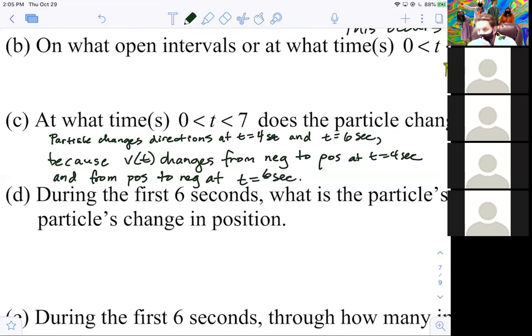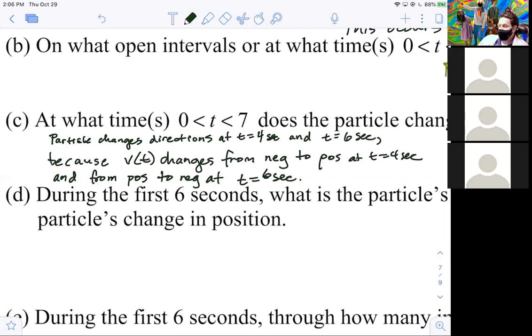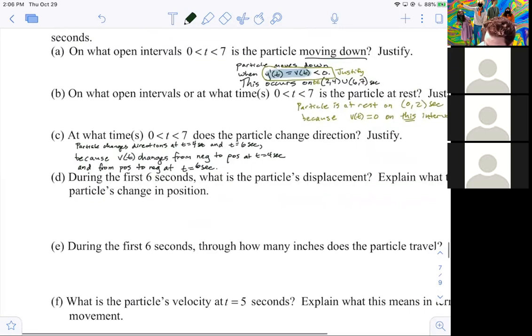And notice we don't have to say anything about the velocity equaling 0 there, because it doesn't exist. It literally changes directions instantaneously. So that's how you can group them together. You justify them separately, but you can answer them together. It saves a little bit of writing rather than doing 2 separate arguments. Okay, but you got to say what the sign change is. Good to know. During the first 6 seconds, what's the particle's displacement?